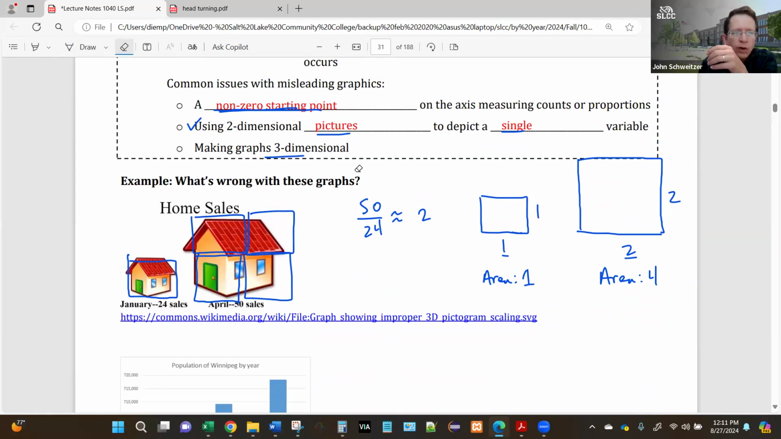Okay, so those are 3 common things I want you to look out for. The non-zero starting point, using 2-dimensional pictures to depict a single variable, and definitely we don't want to use 3-dimensional graphs. What do you guys think? Any questions there about that? Okay, so that's what we don't want to do.